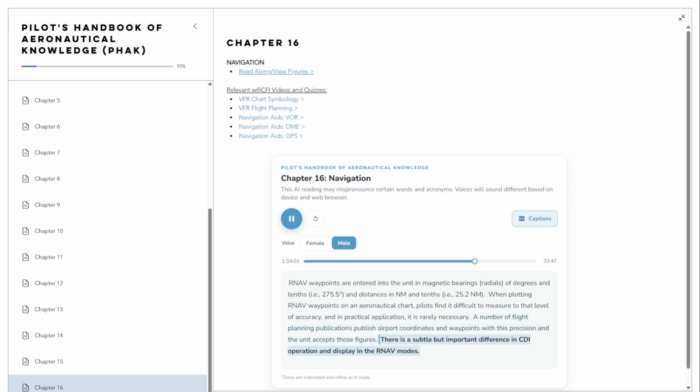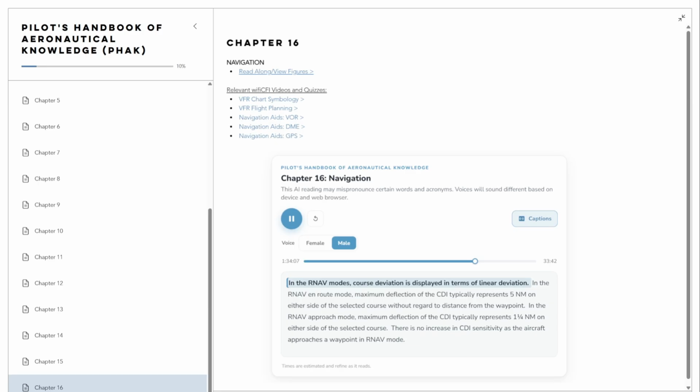There is a subtle but important difference in CDI operation and display in the RNAV modes. In the RNAV modes, course deviation is displayed in terms of linear deviation. In the RNAV en route mode, maximum deflection of the CDI typically represents 5 nautical miles on either side of the selected course without regard to distance from the waypoint. In the RNAV approach mode, maximum deflection of the CDI typically represents 1¼ nm on either side of the selected course. There is no increase in CDI sensitivity as the aircraft approaches a waypoint in RNAV mode.